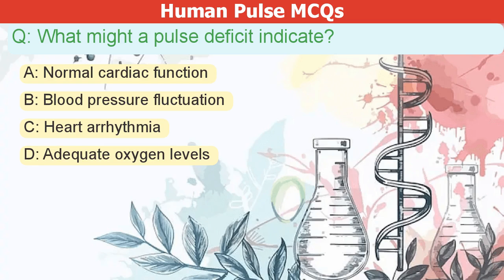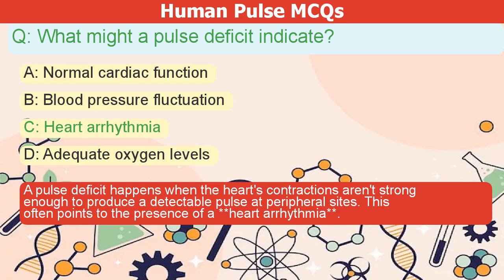What might a pulse deficit indicate? A. Normal cardiac function. B. Blood pressure fluctuation. C. Heart arrhythmia. D. Adequate oxygen levels. The correct answer is C. A pulse deficit happens when the heart's contractions aren't strong enough to produce a detectable pulse at peripheral sites. This often points to the presence of a heart arrhythmia.